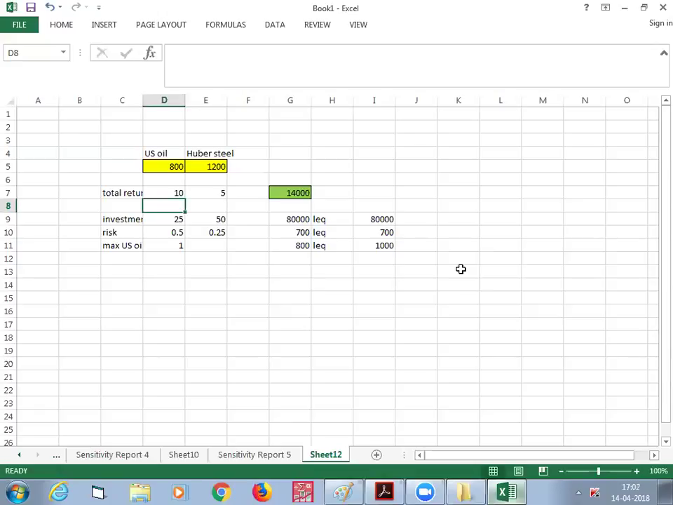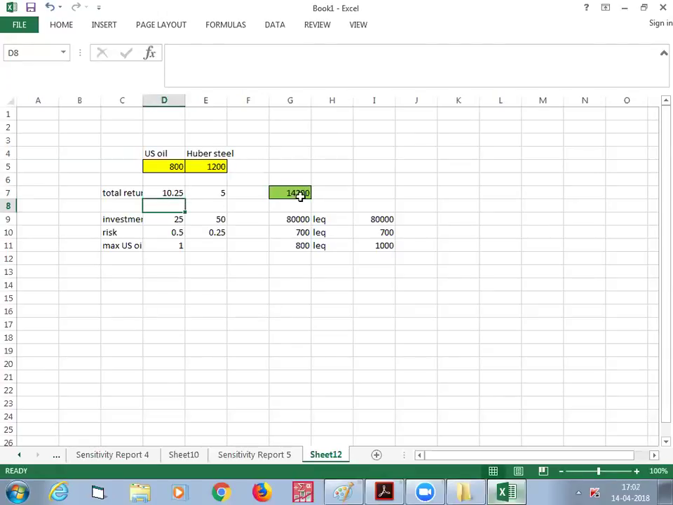But now what will happen? Now we cannot do that because there's a limit on the maximum number of shares of US oil. No? That will come into play. So everything will change now. Okay, no, not 10. 10.25. Okay, slightly more than 10. It has to be more than 10.